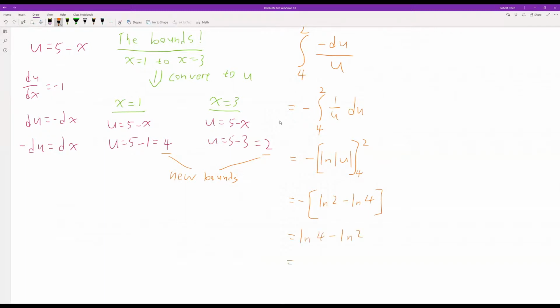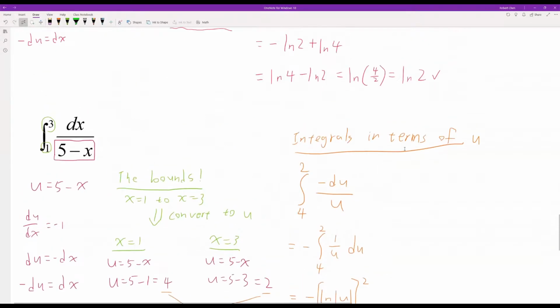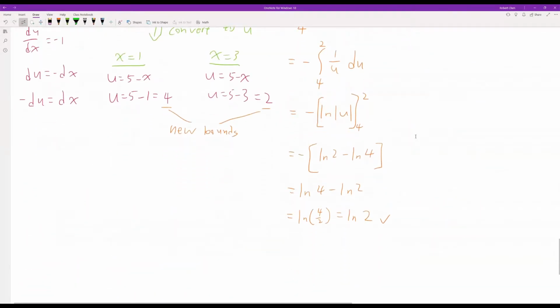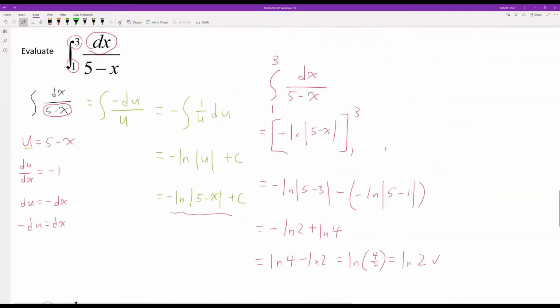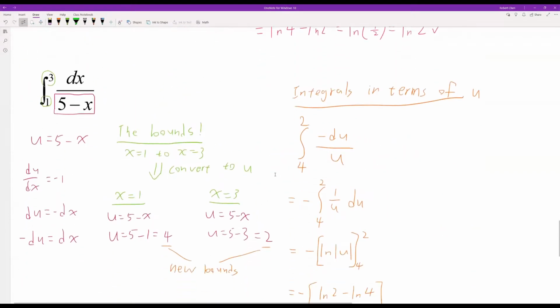I can do the same thing by the quotient rule of log. This is equal to ln of 4 over 2, which simplifies to ln of 2. And they are both the same thing. They give us the same result. So both of these methods are a little different, pretty different, I would say. One, we're working in terms of x. And the second one, I forgot to write method 2, we are working in terms of u.